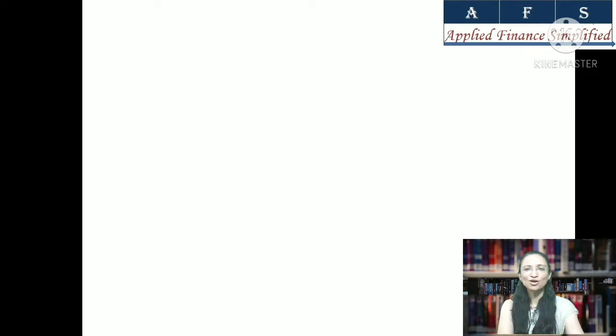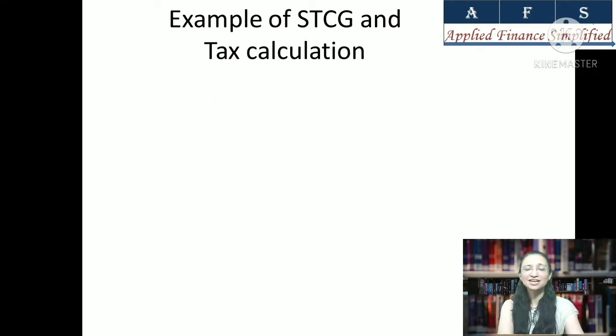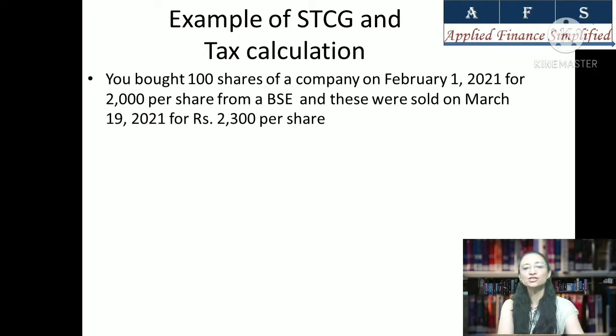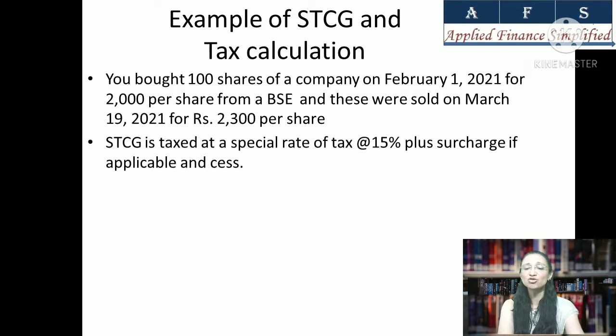Let's take an example of short-term capital gains and how tax is calculated on it. Suppose you bought 100 shares of a company on February 1st, 2021 for 2000 per share from Bombay Stock Exchange. And these were sold on March 19, 2021, that is after a period of over 1 month, for Rs 2,300 per share. Please note that short-term capital gains is taxed at a flat rate of 15%, plus the surcharge, whichever is applicable to you, and cess, that is HEC, at the rate of 4%.